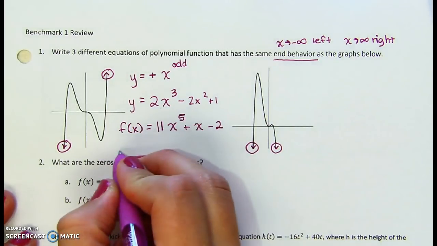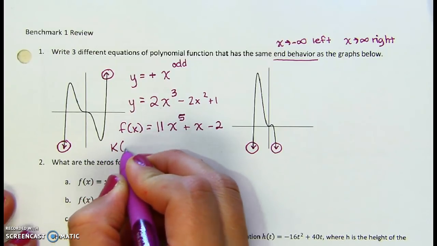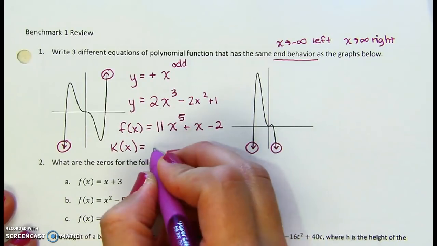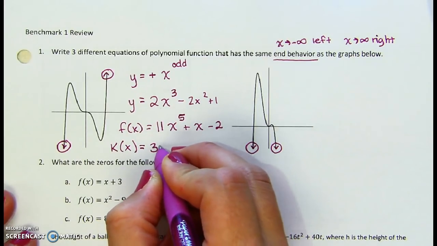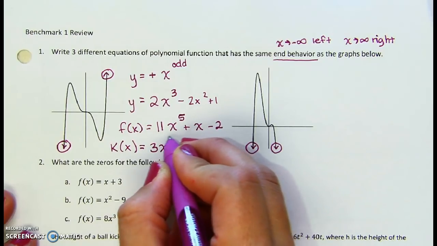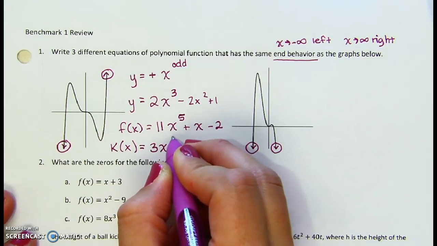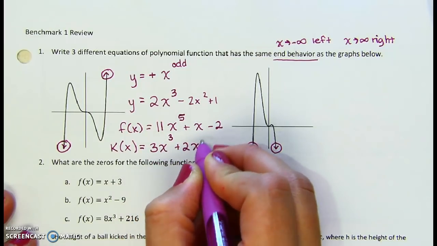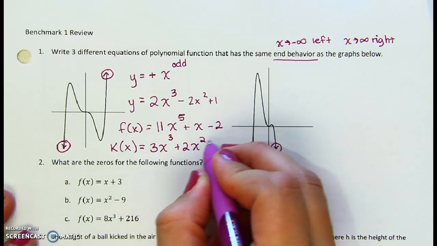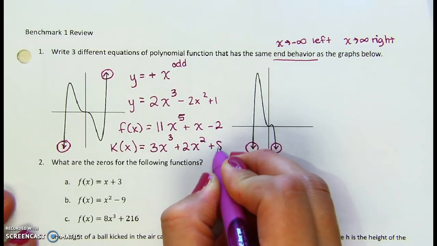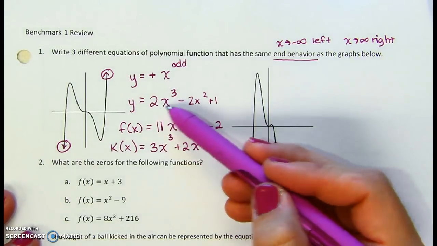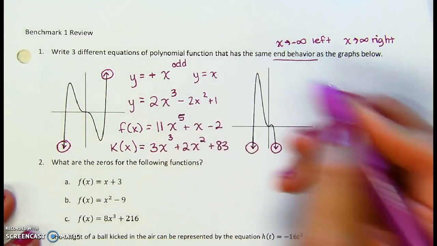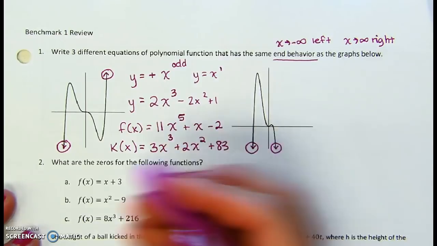Okay, what's the third one? So let's make my birthday. So k of x is equal to, my birthday is March, so we're going to say 3. It's March 22nd. Uh-oh, but 22nd isn't an odd power, so I need an odd power. We'll do 3 again. So there's my March plus 22 x squared. So there's my 22, and I was born in 1983. All right, so anything that's positive with an odd power would have the same end behavior here. What about a line? y equals x. Yeah, that would also, even though it's 1, have the same end behavior.